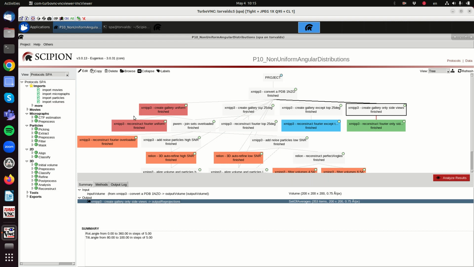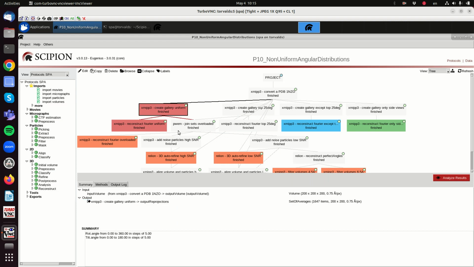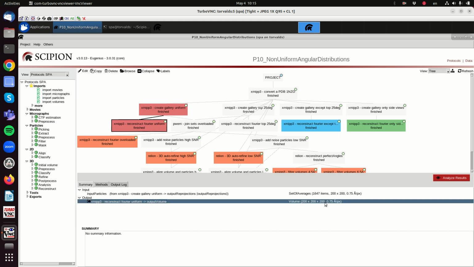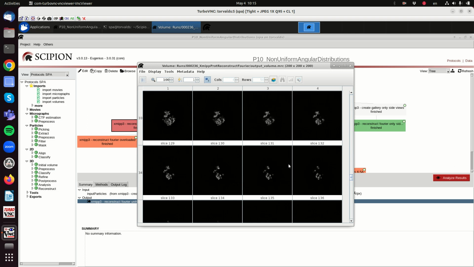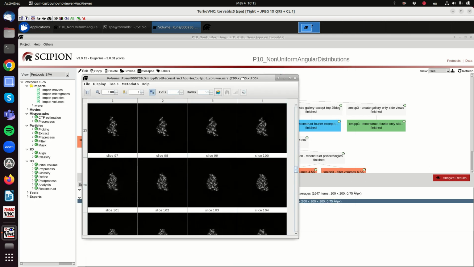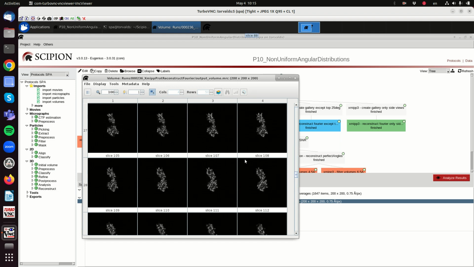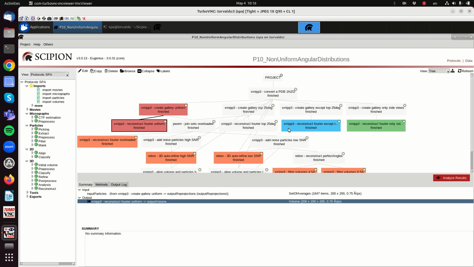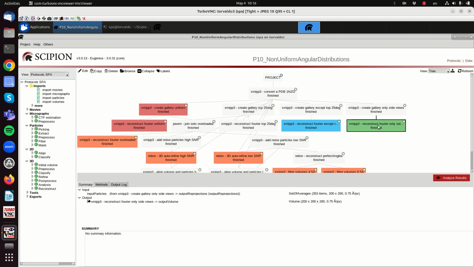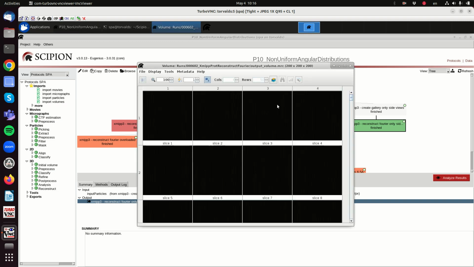Okay, so with the perfectly uniform distribution, we should get a very good reconstruction, even if there are very few particles. Even if there are only 1600 particles, we see the structure pretty well. We don't see artifacts in any direction. So this looks like the original one. And with the other two, what happens if we only have side views? Only 300 side views, but still the reconstruction is pretty good, and we don't have any obvious artifact.